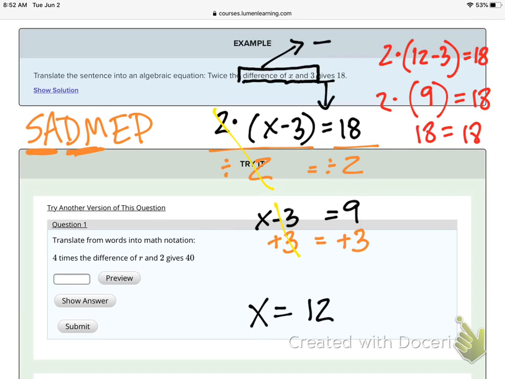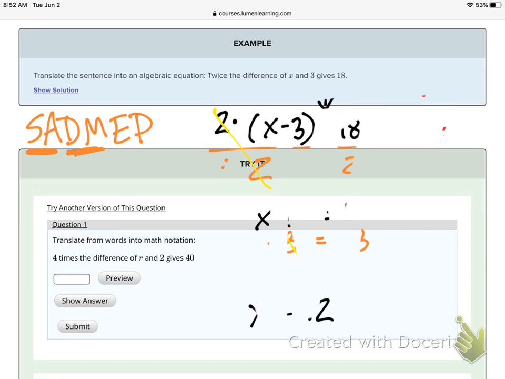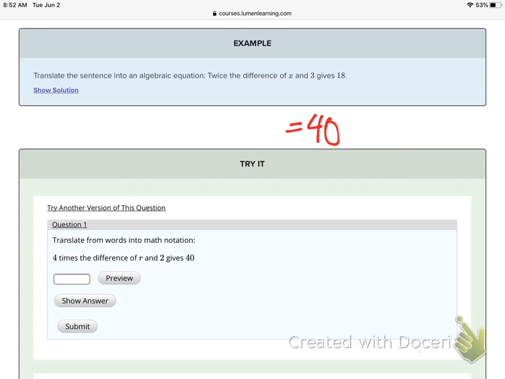We did it. So then, let's do the same for this bottom problem down here. Okay? So for this bottom problem, it says 4 times the difference of R and 2 give 40. So let's break that up. First of all, we see gives. That's their equal word. So now we know it's going to be something, something, we'll put it up at the top here, equals 40. Perfect.